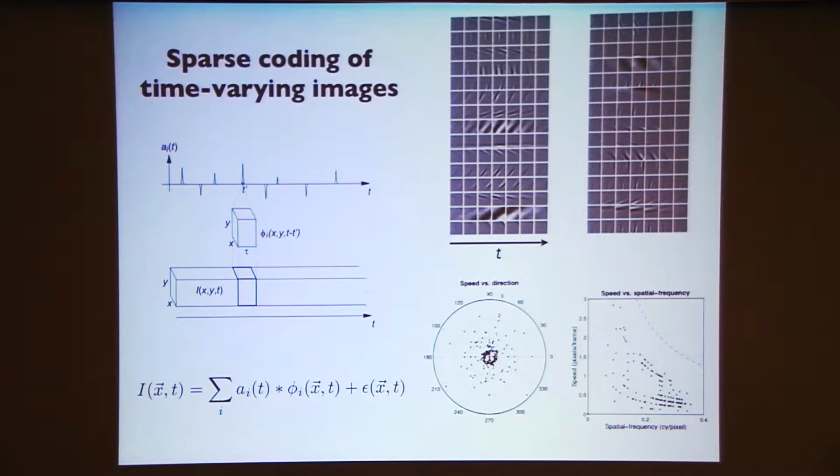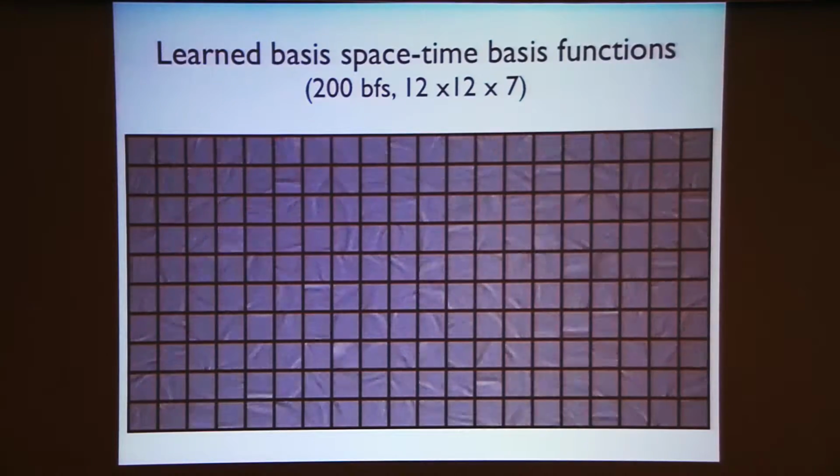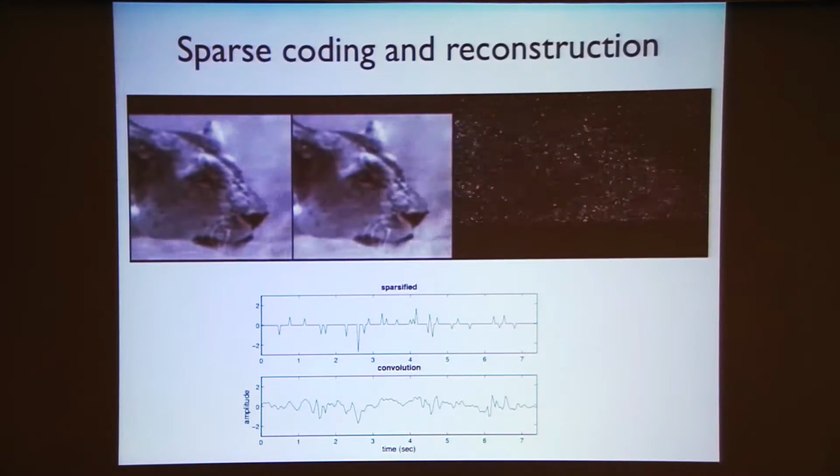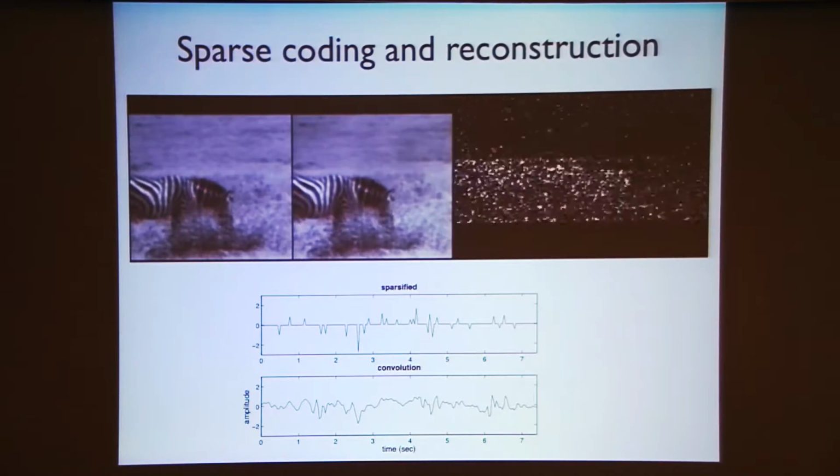Each dot here is indicating a different learned basis function, showing you how they tile the joint domain of direction and speed. The angle in this space is the direction selectivity of the unit, and the radius is its speed selectivity. So some of those different functions are moving at different speeds. Okay, and it's important to note that this set forms a complete code, a complete encoding of the image.